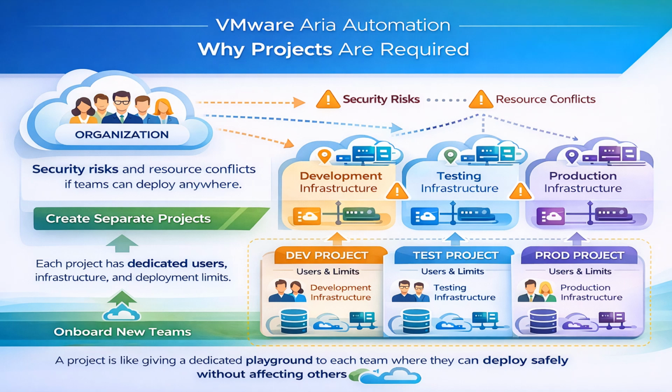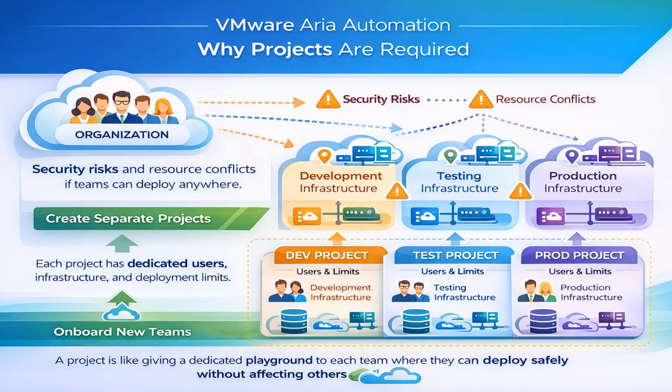Now let us understand why projects are required using a real production scenario. Just imagine an organization with three teams: development, testing, and production. If we allow all teams to deploy virtual machines anywhere, it will create security risk and resource conflicts. Developers might accidentally deploy in production infrastructure, or testing workloads may consume production storage.